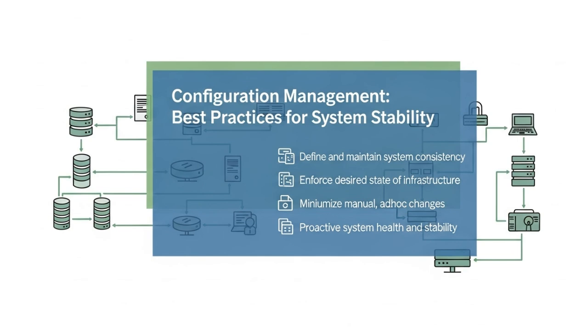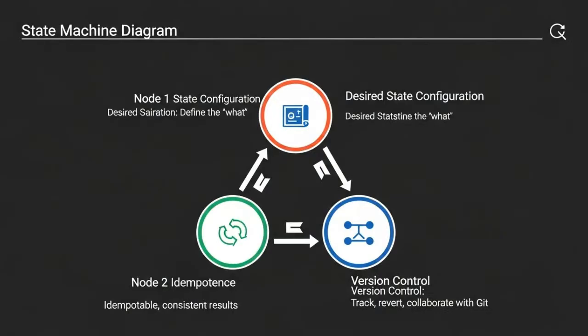This leads us to the second principle: idempotence. An idempotent operation is one that, when applied multiple times, produces the same result as if it were applied only once. In CM, this means you can run your configuration script repeatedly without causing unintended side effects or errors, ensuring consistency. Finally, version control is crucial. Just like source code, all configurations should be stored in a version control system like Git. This provides a complete history of changes, enables easy rollbacks, and facilitates collaboration among teams, providing an invaluable audit trail.